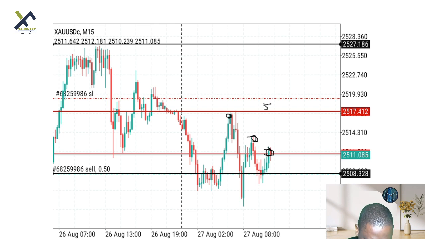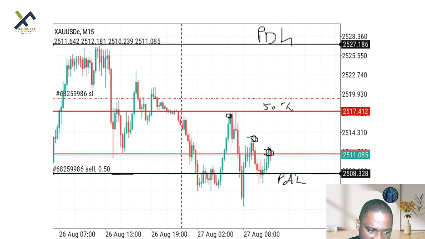This is my 50% Fibonacci level. This is my previous day high, and this is my previous day low. Now where should my entry be? My entry was below. This is my entry. You can see a sell order here. This is where I made my entry, below the 50% Fibonacci level, because when I woke up I missed this move, so I decided to enter from here.